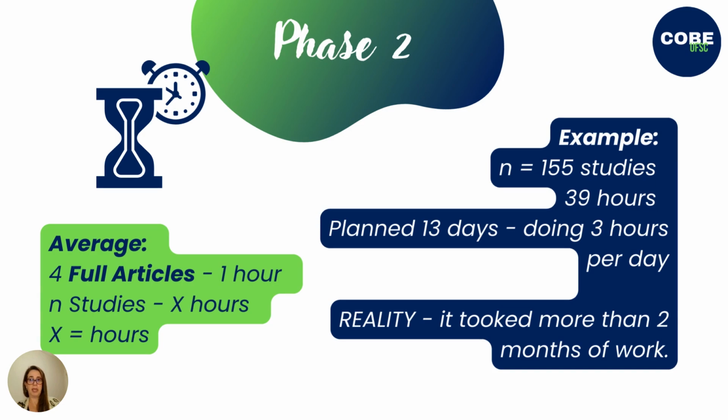Here's a clear explanation. Number of studies: 155 studies screened in phase 2. Estimated time: 39 hours, based on the calculation that an experienced reviewer can read 4 studies per hour. Planned: 13 days of work, assuming 3 hours of screening per day. In reality, it took more than 2 months to complete the work.